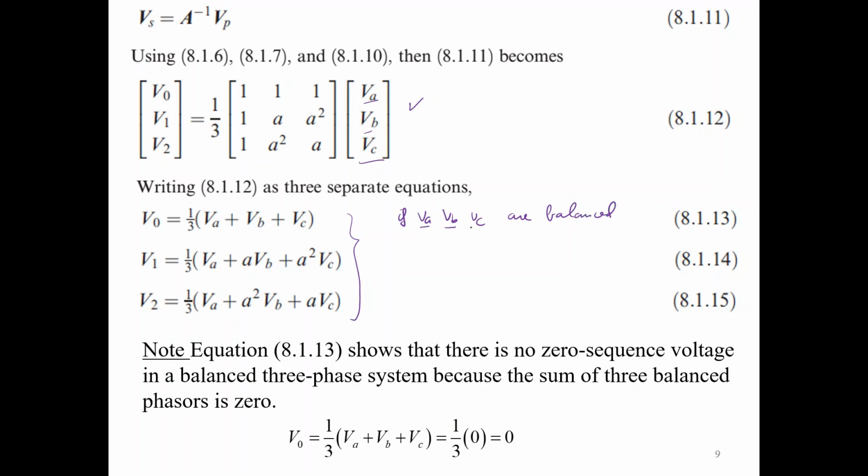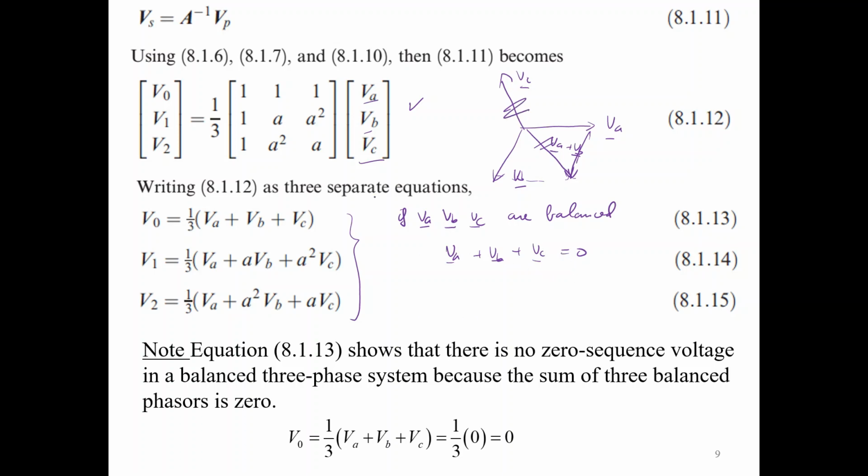VA, VB, VC are balanced. We have learned that VA plus VB plus VC is 0. If balanced, it is already several times VA, VB, VC, right? This is positive sequence. The sum of these three vectors is 0, because VA plus VB is this vector here. This is VB, and this is VA plus VB. You cancel this, so this has become 0.